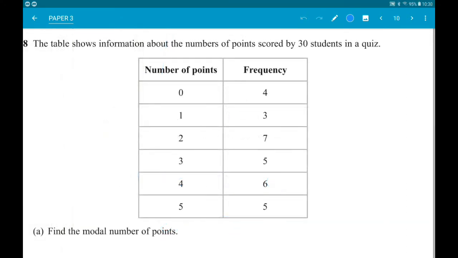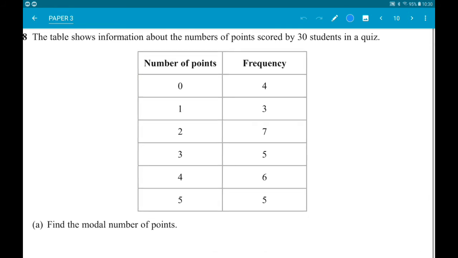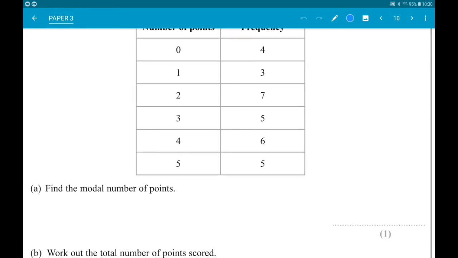Okay, number 18. So the table shows information about the number of points scored by 30 students in a quiz. Part A wants us to find the modal number of points. So the mode is the most common, the one that happened the most. So we want the greatest frequency, which is 7, and that was a score of 2. So the modal score is 2.